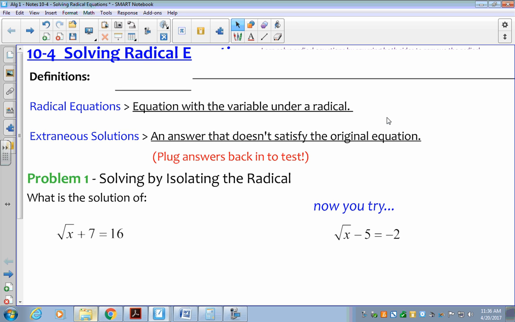So the opposite of square root is squaring. The bad part about squaring is when you square something, it takes away the negative, and then that messes up the equation a little bit. So when we answer these questions, we have to plug the answer back in and see if it's really a solution.